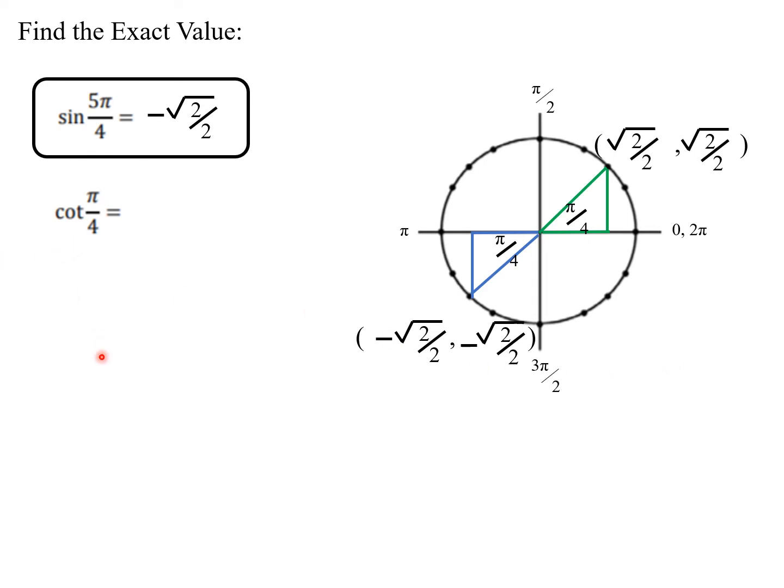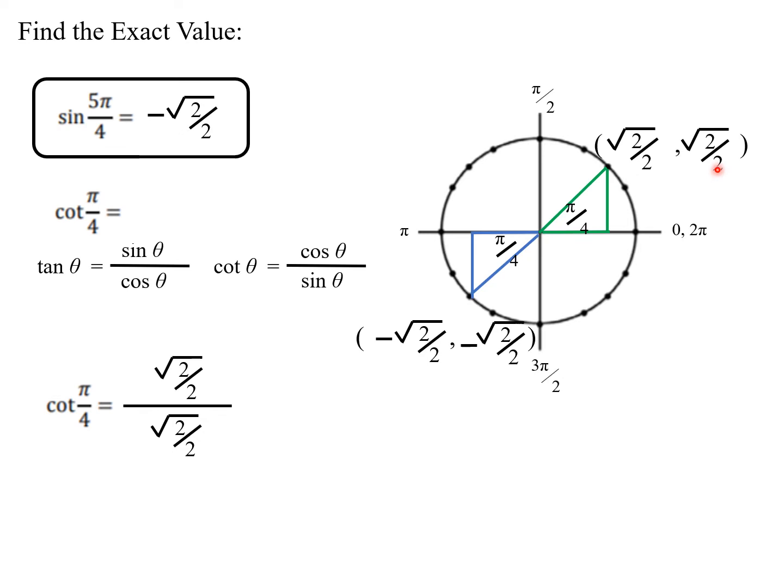And then cotangent. Well, cotangent, remember, is related to the tangent, and the tangent is sine over cosine. And so the cotangent is the reciprocal of the tangent, so that makes the cotangent the cosine over the sine. And now we can apply this, so the cotangent of pi over 4 is the cosine of pi over 4, which is √2 over 2, over the sine of pi over 4, which is √2 over 2, and that equals 1, and that's our answer.